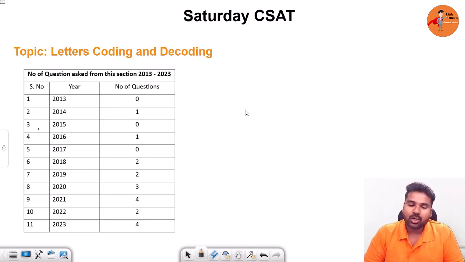So looking at all those segments, I said that we need to do CSAT on a regular basis, and in the week we will keep one day for CSAT. So this particular Saturday, we are going to take the topic Letters Coding and Decoding, as I have given in your timetable. See, before going into the topics, let's look at the trend from 2013 to 2023.